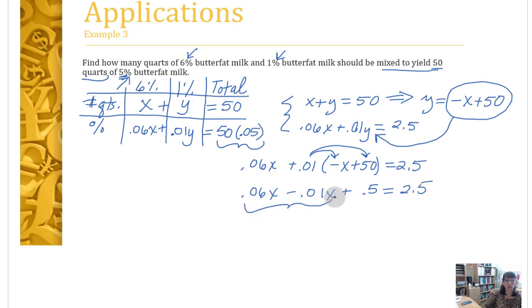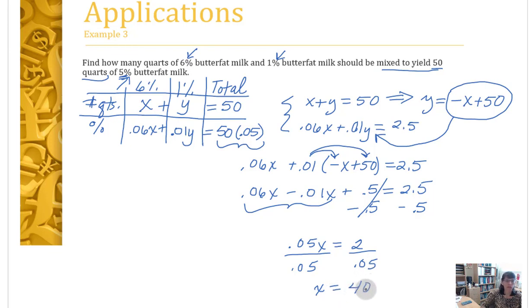Notice we have some like terms to collect on the left, and we'll be subtracting 0.5 from each side of the equation to collect our like terms. 0.06x minus 0.01x leaves us 0.05x, and 2.5 minus 0.5 gives us 2. Notice that 0.05 is connected to x with multiplication, so we'll have to divide both sides of the equation by 0.05. That leaves x equals 2 divided by 0.05, which is 40.